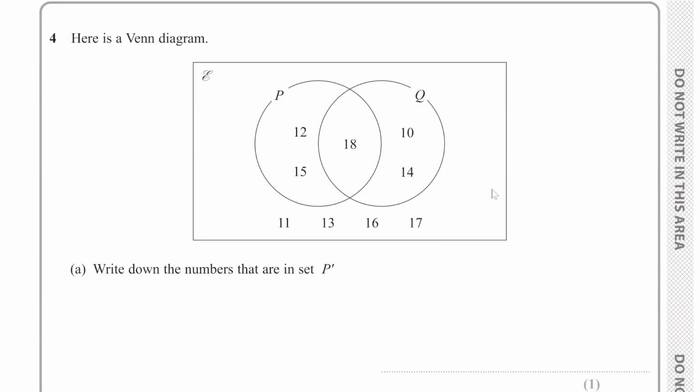Question 4. Here is a Venn diagram. Write down the numbers that are in the set, not P. So whenever we see this little prime next to our letter, it means not. So what numbers are not in P? That's the question. So we just write down the ones that are not in P. We've got 10, 11, 13, 14, 16, and 17.